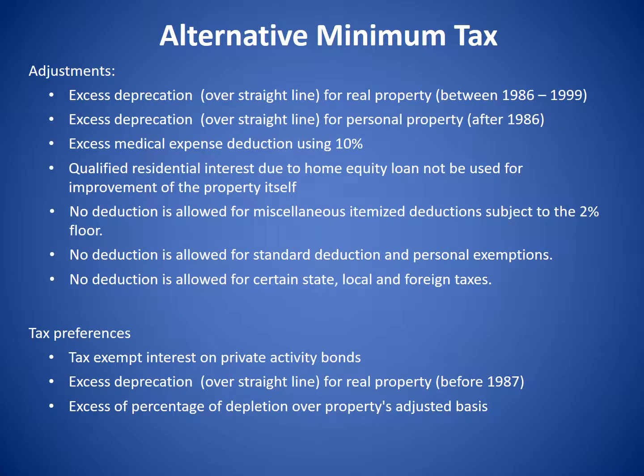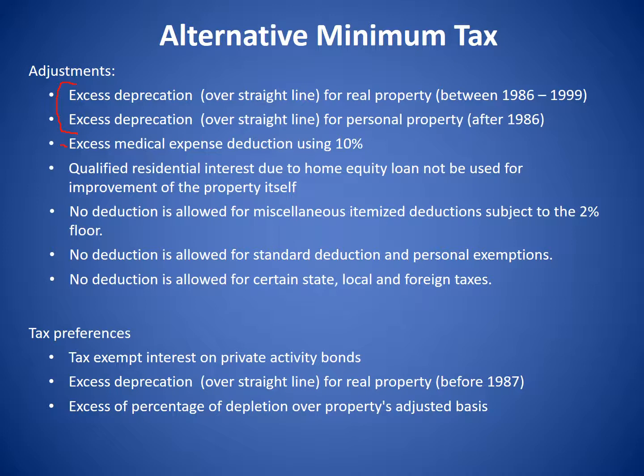Okay, let's go into a little bit more detail about the adjustments and the tax preferences that generally have to be added back. The first two adjustments that we may have to make to our taxable income would be excess depreciation, and that means over straight line, and that includes real property that was purchased between 1986 and 1999, and also personal property that was purchased after 1986. So if we've been benefiting and still benefit from accelerated depreciation regarding the depreciation of these properties, we may have to add back that excess amount of depreciation.